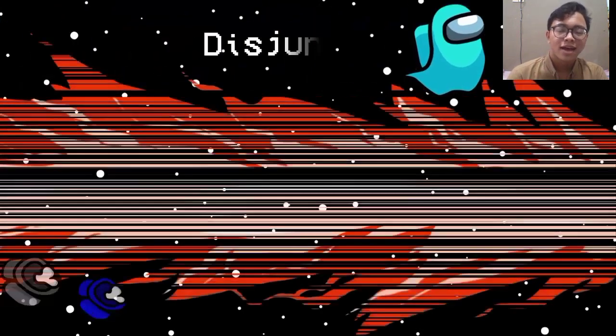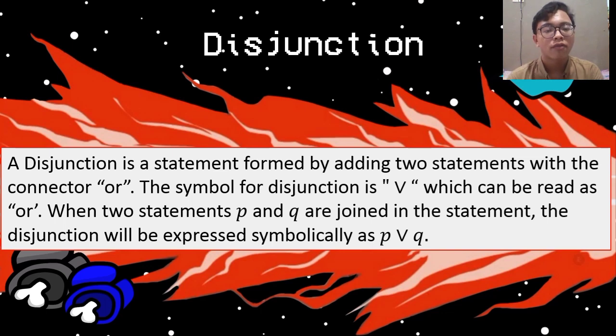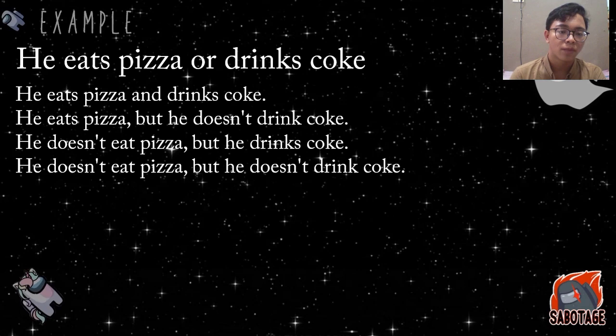Okay, next, disjunction. A disjunction is a statement formed by adding two statements with the connector "or". The symbol for disjunction is ∨, which can be read as "or". When two statements P and Q are joined in the statement, the disjunction will be expressed symbolically as P ∨ Q. Look at the example.